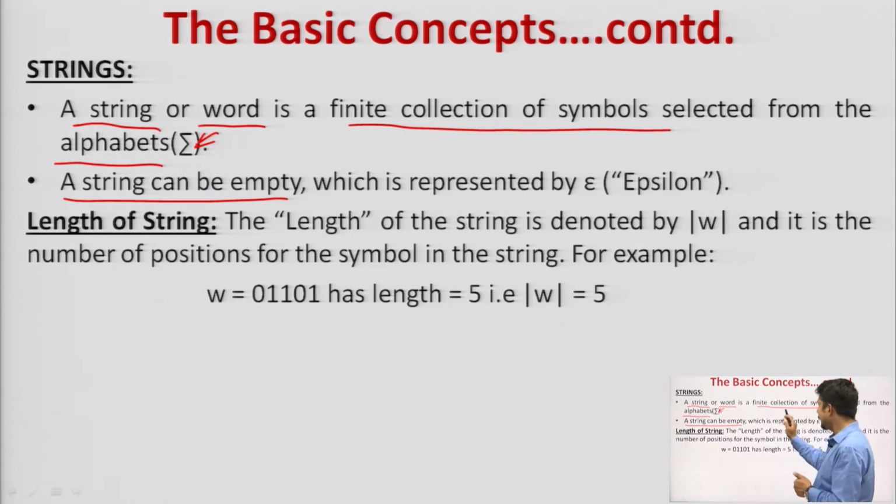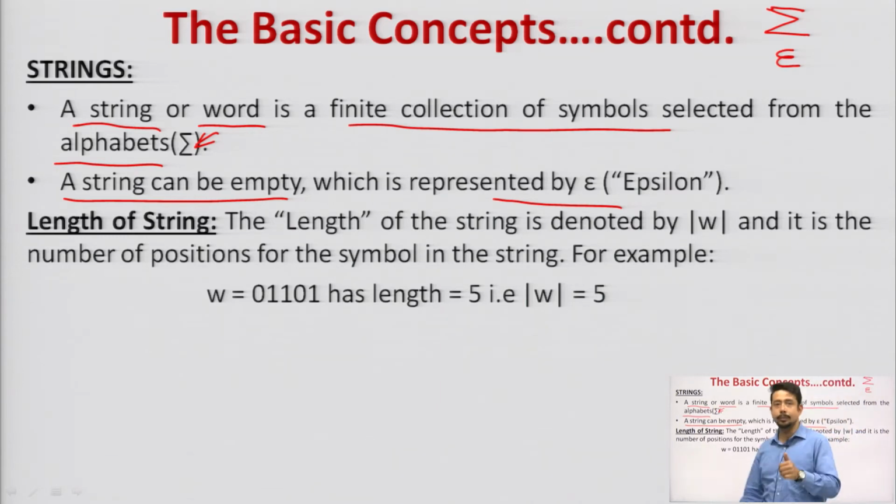If the string is empty, that means nothing is there, null and void, then we represent it with the help of epsilon. Clear? So that means you have learned two terminologies now, two representations. One is sigma and one is epsilon. Sigma represents alphabet, epsilon represents what? Epsilon represents the null string. Clear?